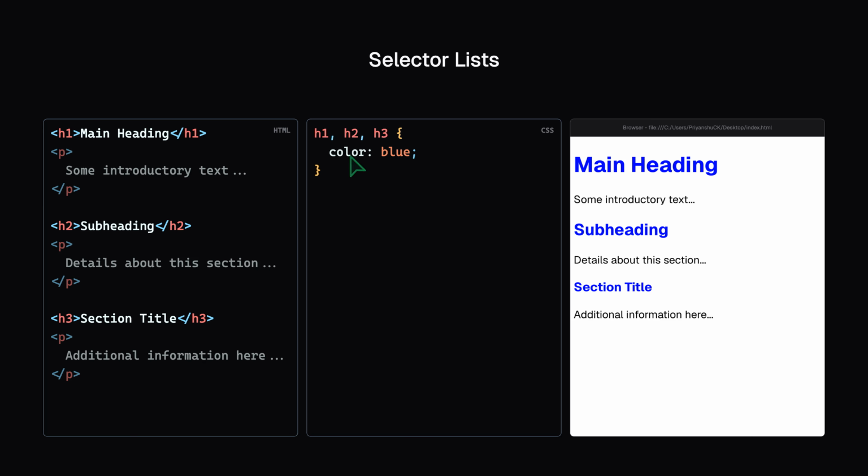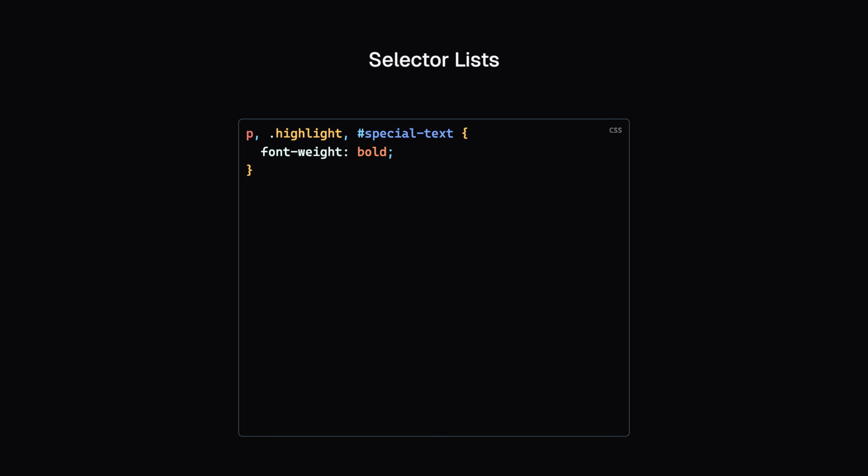With selector lists, you can combine them using commas. The comma is like saying AND. So this reads as H1 and H2 and H3 should all be blue. You can mix and match any type of selector in a list. Want to style some paragraphs, a specific class and an ID all at once? You can do this. This rule says make all paragraphs, anything with the highlight class and the element with ID special text bold.